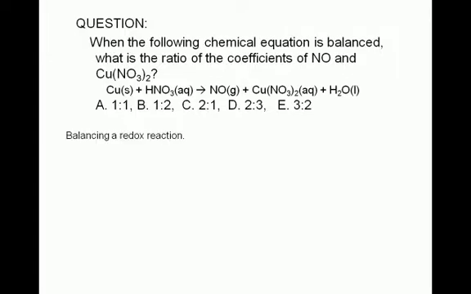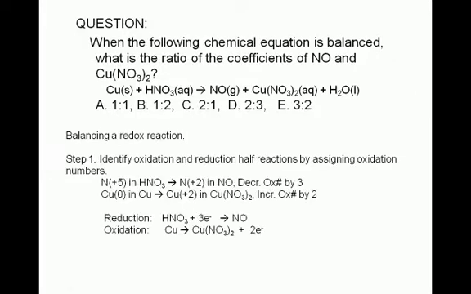If it is, in fact, a redox reaction, there are a couple of extra steps you need to do to facilitate the process of balancing the equation. The first step is to identify the oxidation and reduction half reactions by assigning oxidation numbers to all the elements involved in the reaction. By now, you should know how to do this.